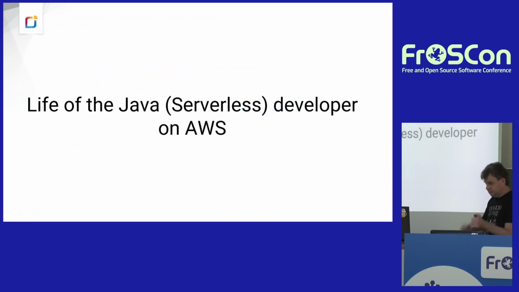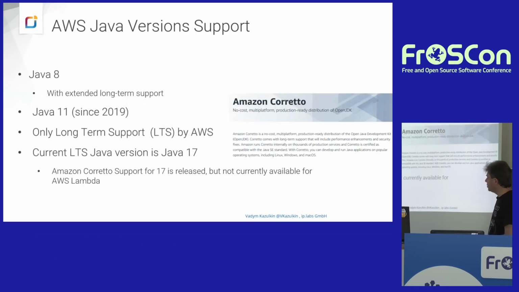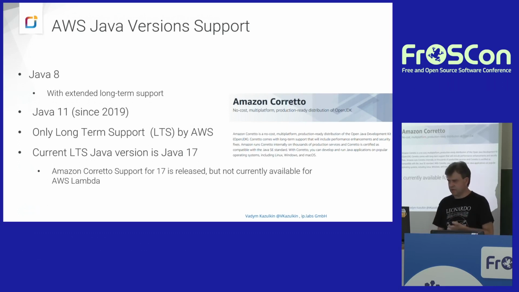If we now look into the life of a Java serverless developer on AWS, we find the following. The managed Java 8 environment is still supported from the very early days, and Amazon provides something called Amazon Corretto. This is similar to the AdoptOpenJDK.